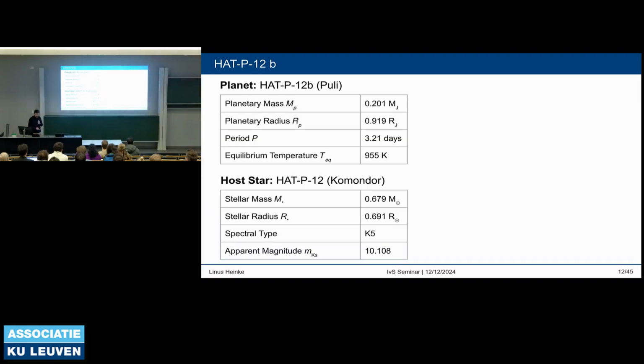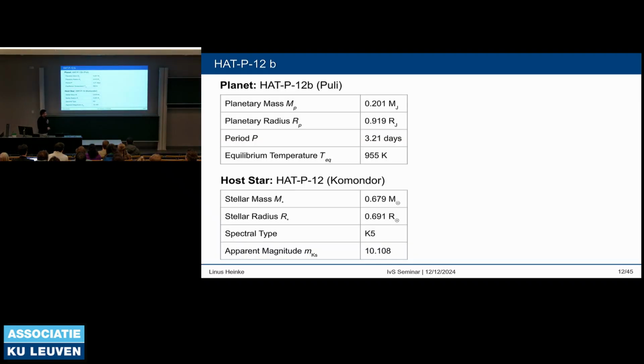Then switching to the case study on HAT-P-12b. First, a bit about what HAT-P-12b is. I listed some of the properties here. It has a radius almost that of Jupiter, but its mass is quite a bit lower, so it's a bit of a puffy planet. It's on a short-ish period, and it orbits a K-type star.